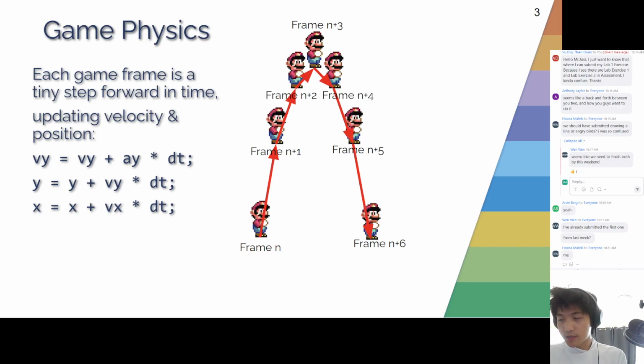Last week we talked about this set of equations here, the kinematic equations, but applied in code. The kinematic equation defines motion when given an initial position, an initial velocity, a constant acceleration, that is gravity, and a time value. Then we can get a new position out.